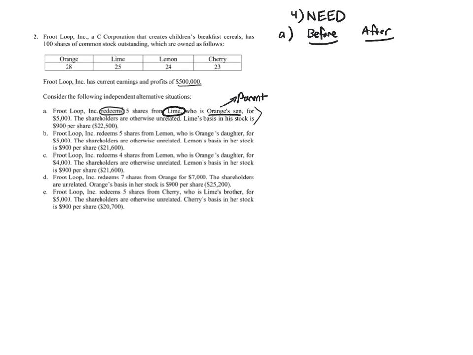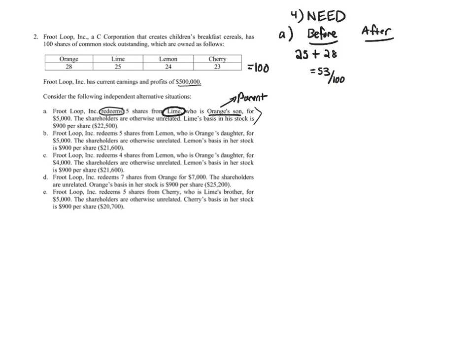So before, if you add up these numbers, by the way, 28, 25, 24, 23, what do you get? You get 100. So that makes it easy. 28%, 25%, 24%, and 23%. That's why I did that. So we're looking at Lime's percentage. Before is 25 shares. And we're also adding Orange's. 25 plus Orange's 28 equals 53. At this point, you want to get your calculators out or use your calculators on your phone so you can practice for the exam. That's 53 out of 100, by the way, before.